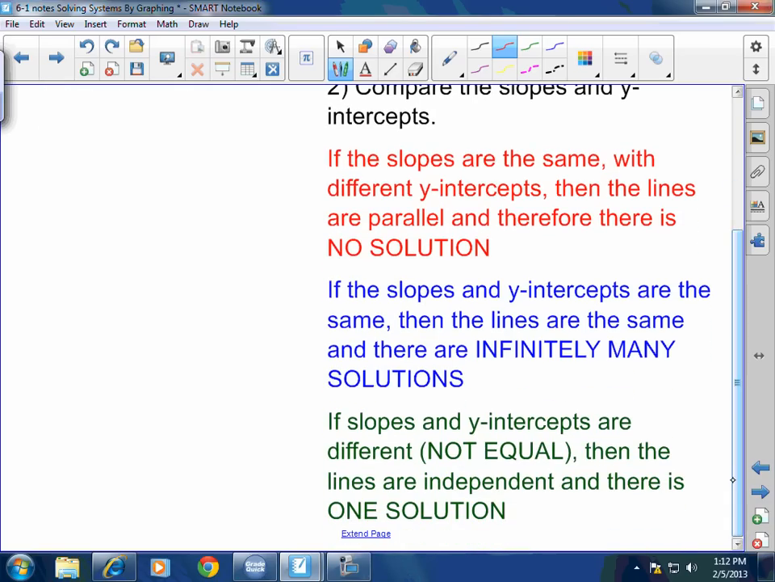And if the slopes and the y-intercepts are different, not equal, then the lines are independent and there is one solution. They're independent and consistent. Because if you have one solution at least, it's consistent.